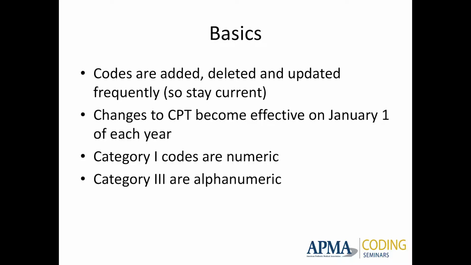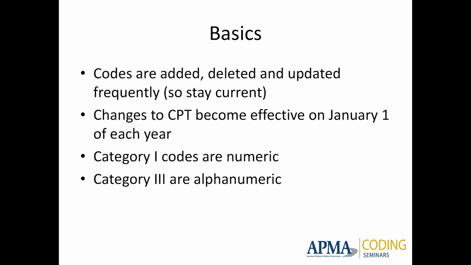Codes are added, deleted, and updated 3 times a year. They become effective on January 1st. So the book that you get, or the APMA Coding Resource Center, if you look at that, it's updated, so it's good to go on January 1st with all the new codes that are in it. Category 1 codes are always numeric.